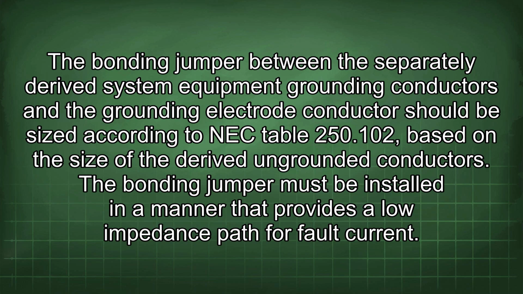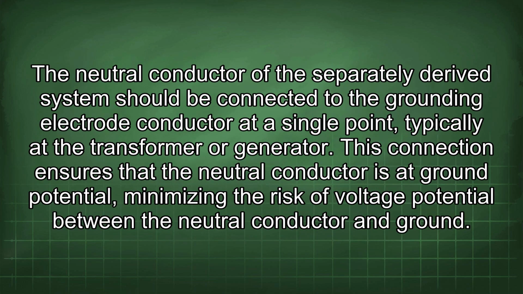should be sized according to NEC Table 250.102, based on the size of the derived and grounded conductors. The bonding jumper must be installed in a manner that provides a low impedance path for fault current. The neutral conductor of the separately derived system should be connected to the grounding electrode conductor at a single point, typically at the transformer or generator.